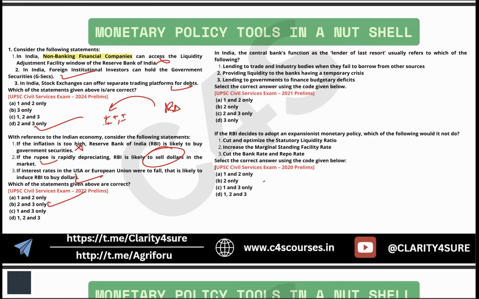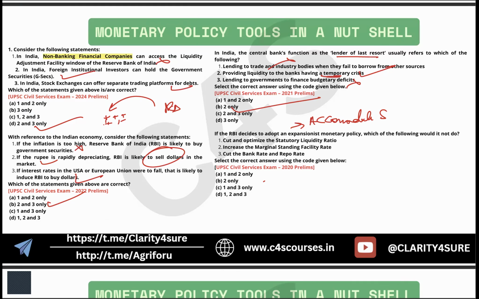In the central bank's functions, the lender of last resort means a very important line. Lending to the trade industry is not something we need to do. Providing liquidity to a bank having a temporary crisis, okay? Yes, we provide it for a temporary crisis. This is right. And for budget deficit, we do not go for the lender of last resort. So option number 2 is right. If RBI decides to adopt an expansionist, that is, accommodative stance.